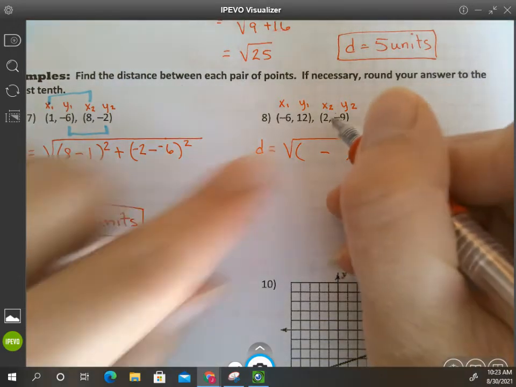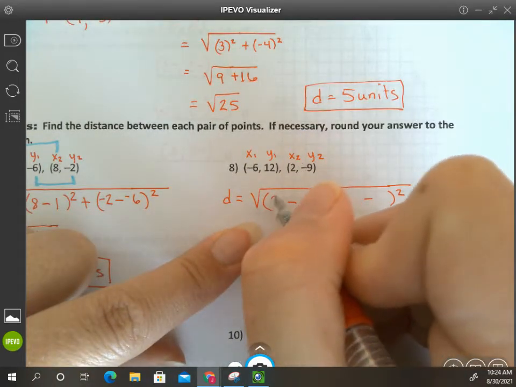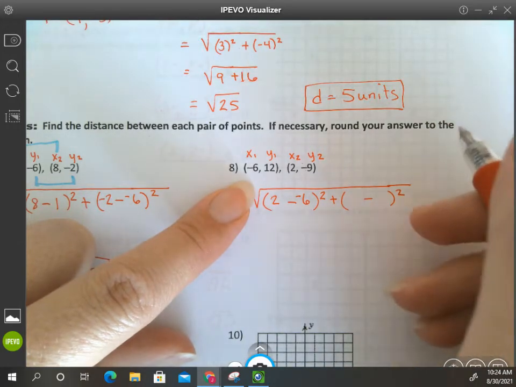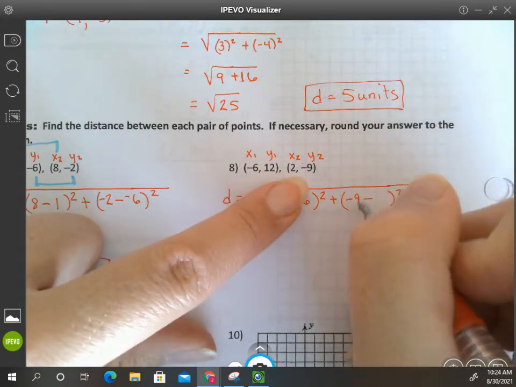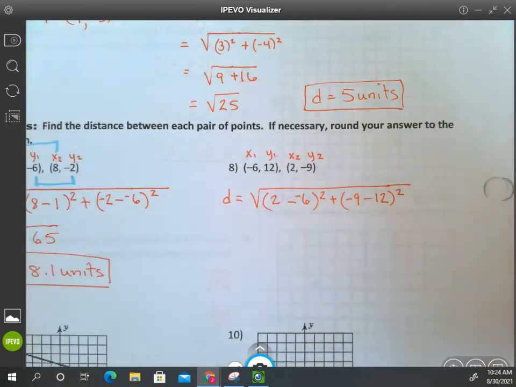So I'm starting with the x2 because that's in my formula. You guys can be referencing back up to the top here. And that would be 2 minus a negative 6. So double check yourself. And then negative 9 minus 12. So make sure you're pairing up your y's.